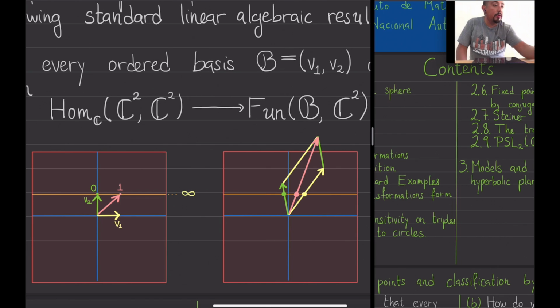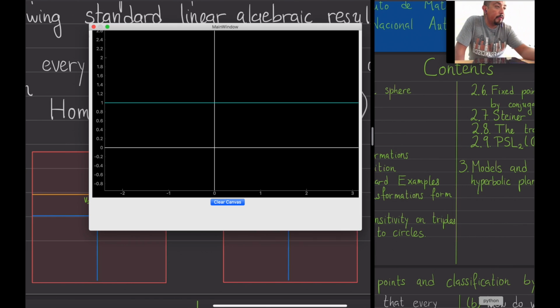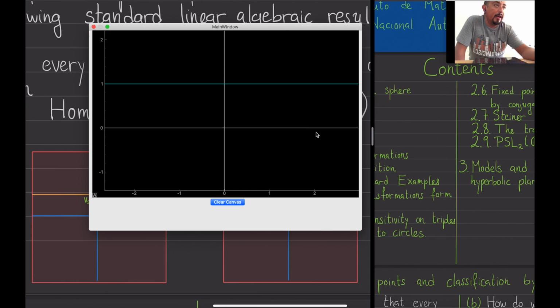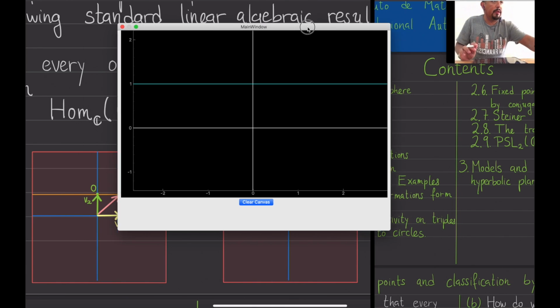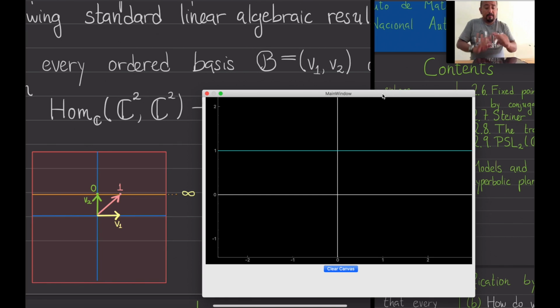So let me show you this on a small program that I wrote. There you can see the x-axis, the y-axis, and the line at height 1. Let's say that I'm still working with the same basis in the domain, right? And with that same basis I'm obtaining the bijection sketched here between C bar and P1C. It's sketched in the fact that I'm drawing here this horizontal line at height 1.